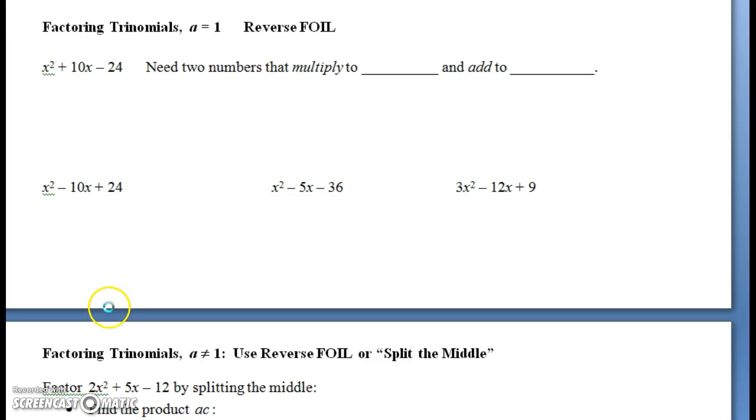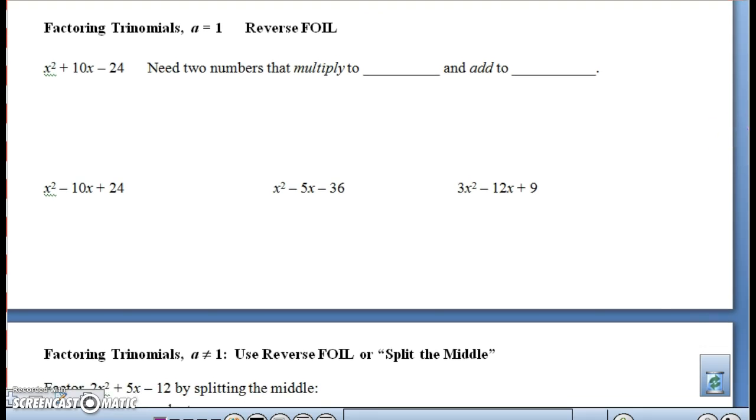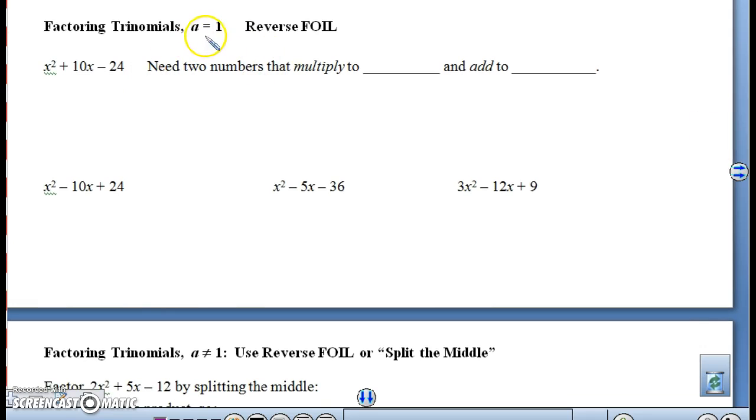The next way to factor trinomials is using reverse FOIL. Notice here it says a is equal to 1. For this group right here, our first term value is going to be 1. So the value right here is a 1. So all of these are going to start out with x squared. So the first term is going to be x times x. Now, be very, very careful when you're doing these. Watch your signs and watch your rules.